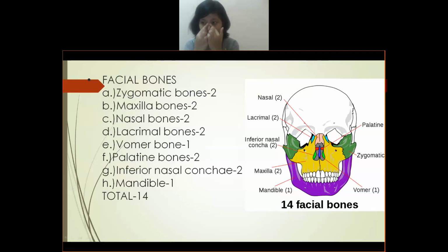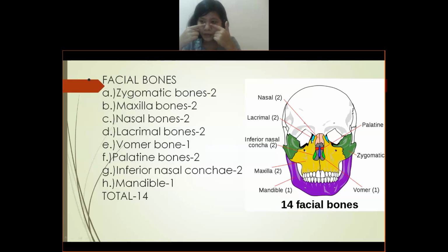Let's move to the next bone, that is nasal bones. Where are your nasal bones? Here, this pink color part. This part you will have your nasal bones. How many nasal bones do you have? Two. So nasal bones you will have two.